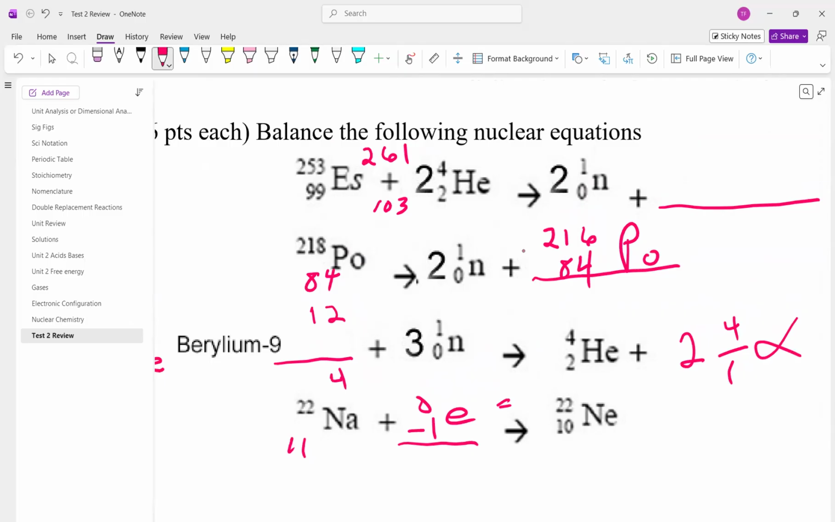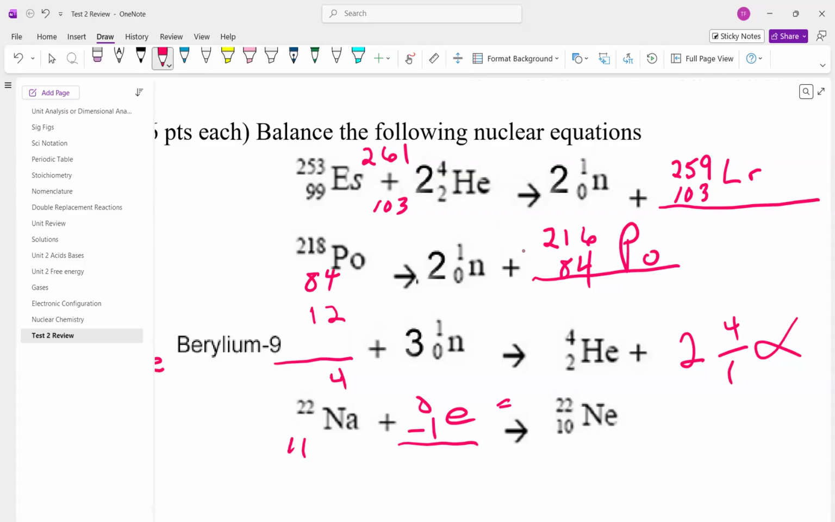Okay, so 2 plus what is equal to 261? So we have 2 times 1 is 2, plus 259 is 261. Okay, and what about the bottom? 2 times 0 is 0. 0 plus what is 103? And what element is 103? LR. LR was named after the Lawrence Livermore Labs.